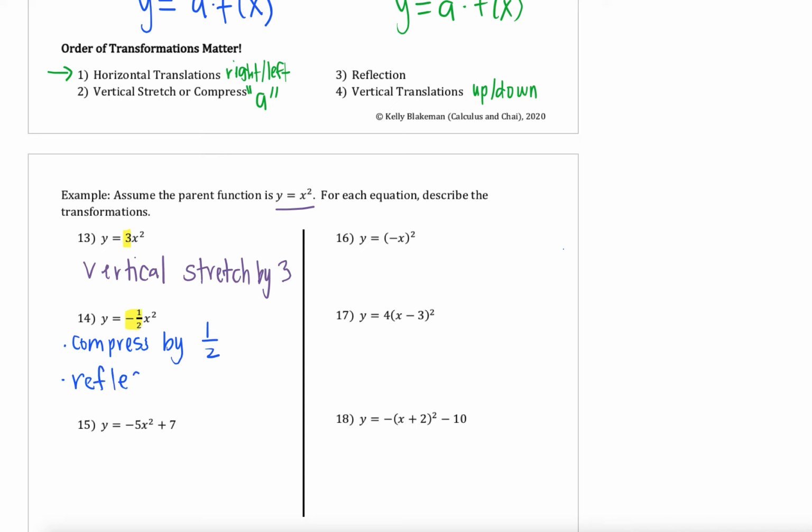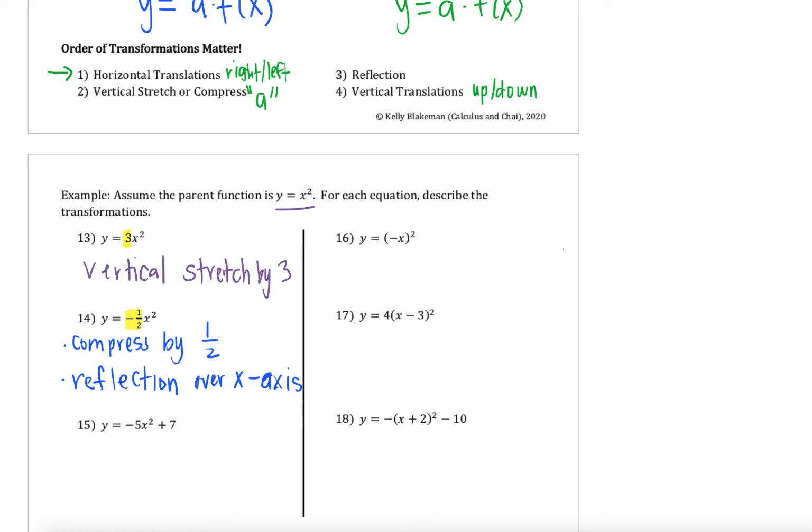Is it a reflection over the x-axis or over the y-axis? What do you guys think? So this would be a reflection over the x-axis since that negative sign is outside the function. Axis. There we go.